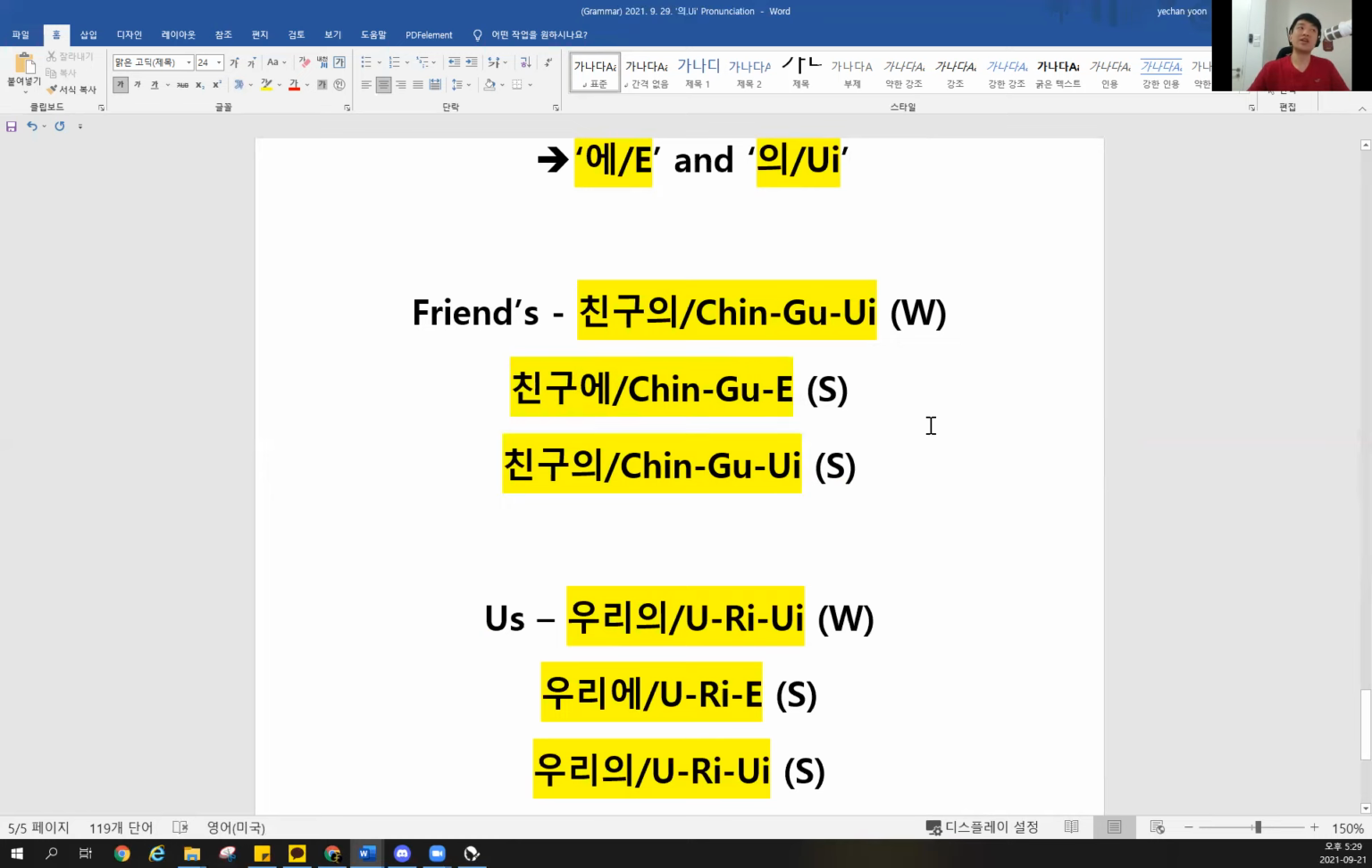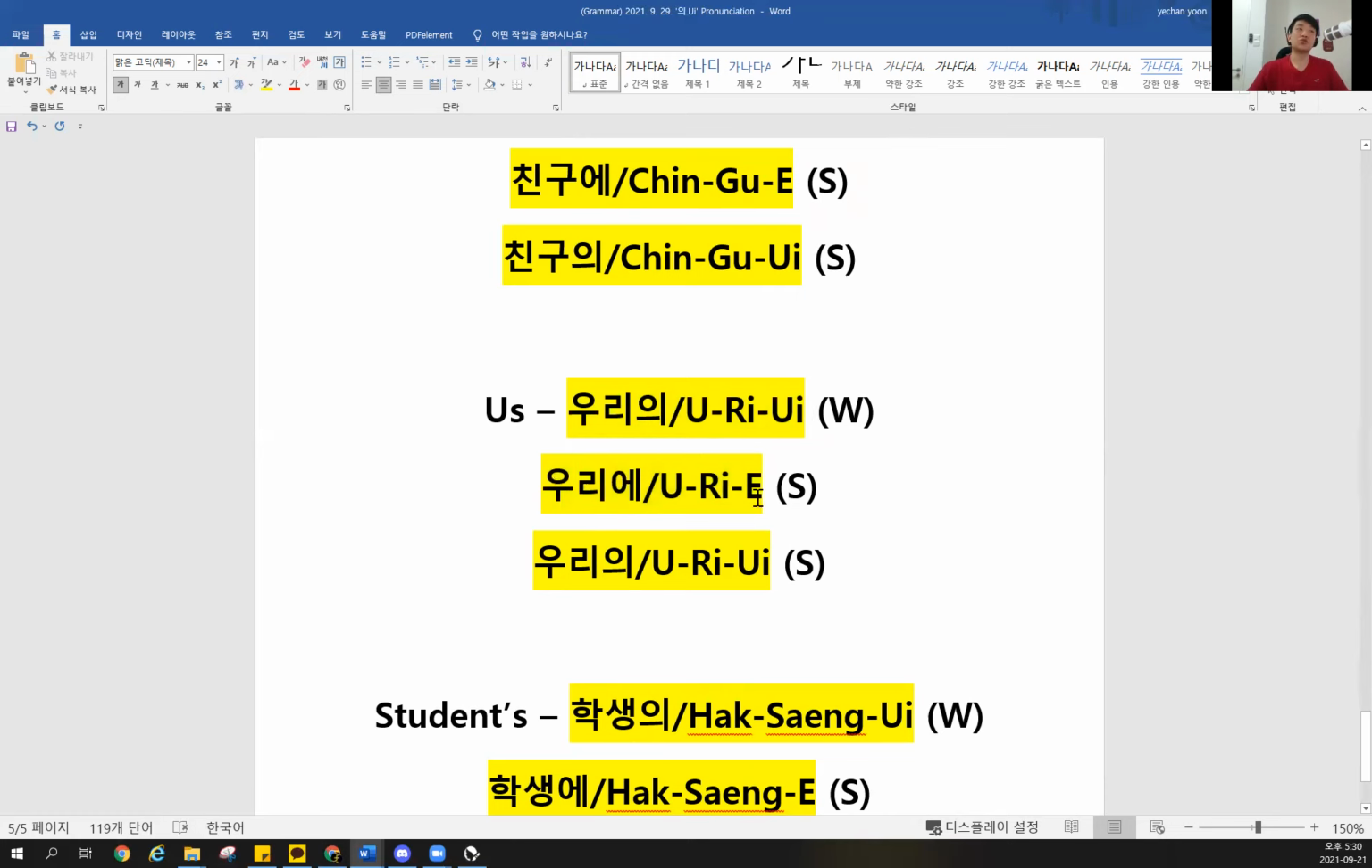How you can say us. Us is 우리. So 우리의. But this is the right writing. But if you want to speak out, you can use both of it, which is 우리의 or 우리의. All right. Last example, students.